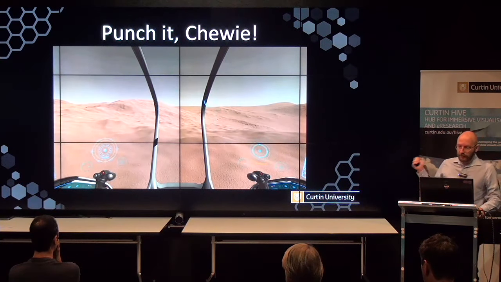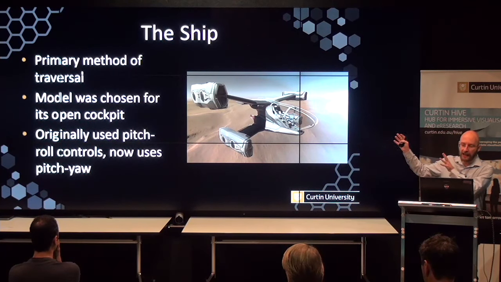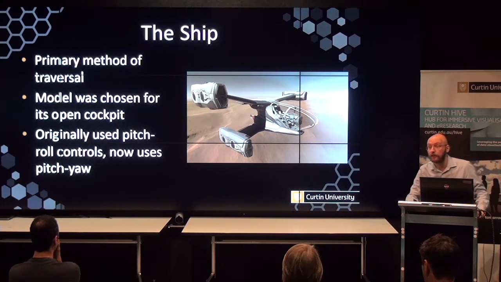So, here's the ship. Isn't she beautiful? It is the main method of traversal around the VR environments. It's the fastest way of getting around. The reason I chose this model was because it came with a ship and a cockpit, and the big, wide, open canopy affords you a great view of the surrounding territory.